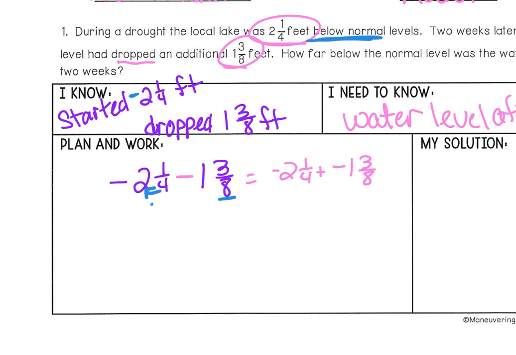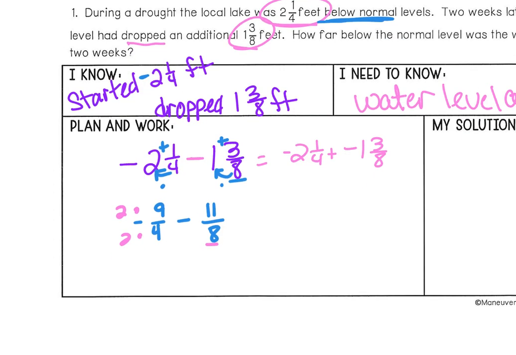So we'll go 2 times 4, which is 8, and add the 1, which is 9. So negative 9/4. Sorry about that. Minus 8 times 1 plus 3, which is 11/8. Now we need to get them both in the same denominator. Since this is already an 1/8, all I have to do is multiply by 2 on this one, so I'm going to do that. So that's negative 18/8 minus 11/8.